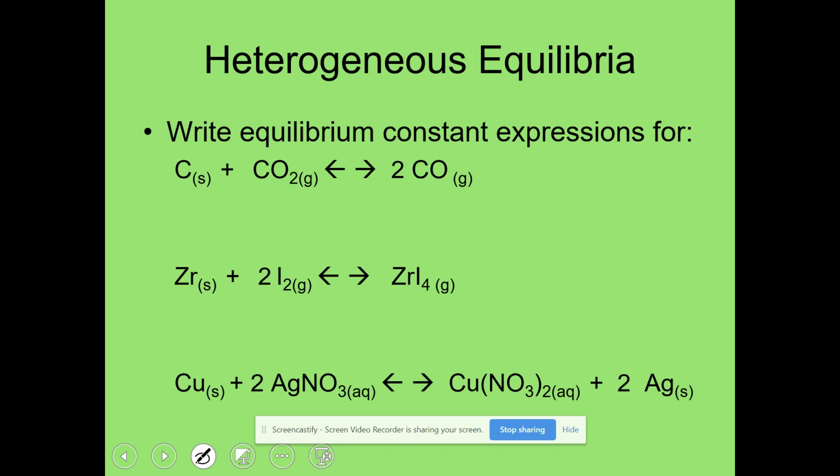So when you look at this first one, we're not going to include the carbon. So the KEQ is just going to be the carbon monoxide squared over the carbon dioxide. Try the next two. Maybe write them down on a piece of paper or talk them over with somebody that you're working with.